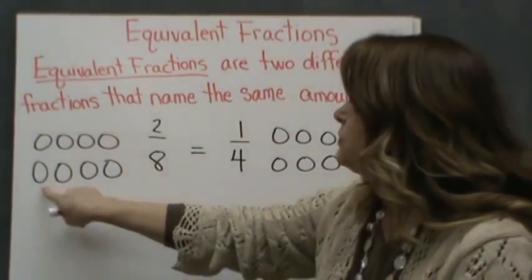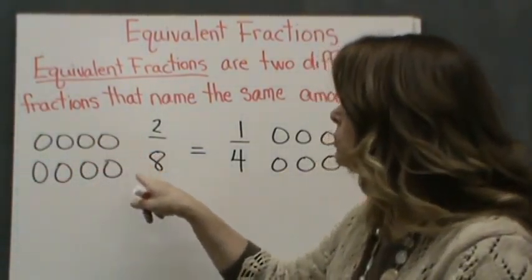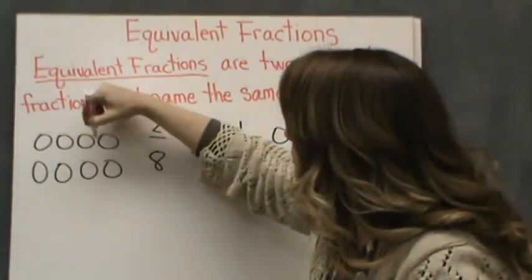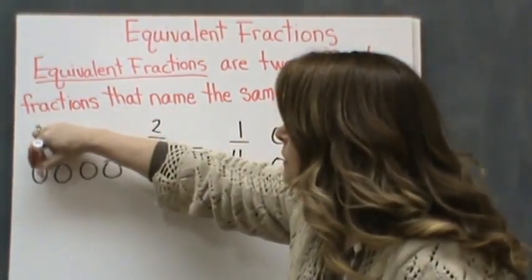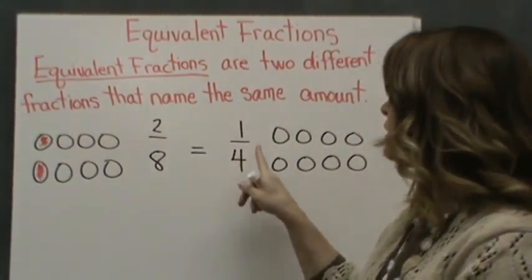I have 8 circles over here. We know that the denominator tells me how many it takes to make a whole. So I have 8 here, and I'm talking about 2 of those. So if I talk about these two, then I'm talking about 2/8. So let's look over here.